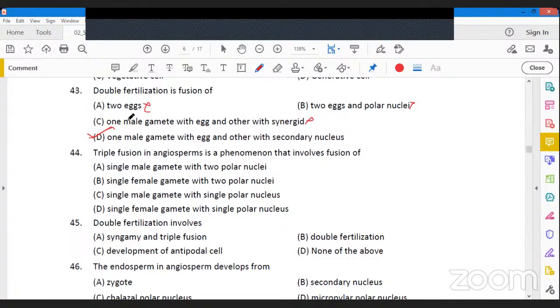Then, triple fusion in angiosperms is a phenomenon that involves fusion of a single male gamete with two polar nuclei. Correct. Single male gamete with single female gamete is wrong. Single male gamete with single polar nucleus, wrong. Single female gamete with single polar nucleus, wrong. So the correct answer is single male gamete with two polar nuclei.